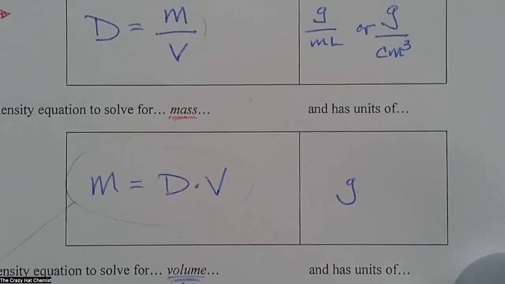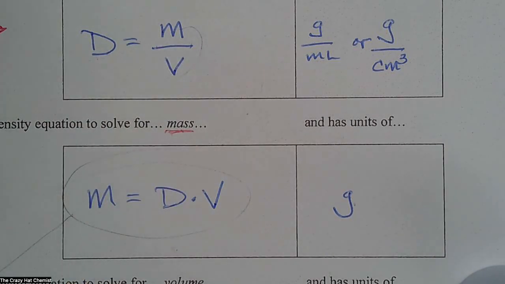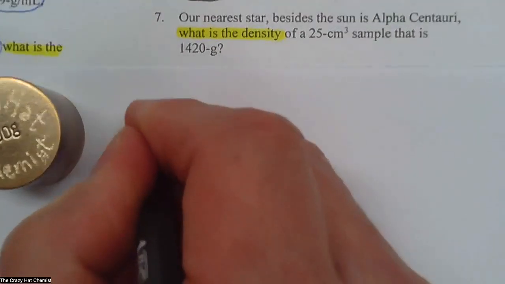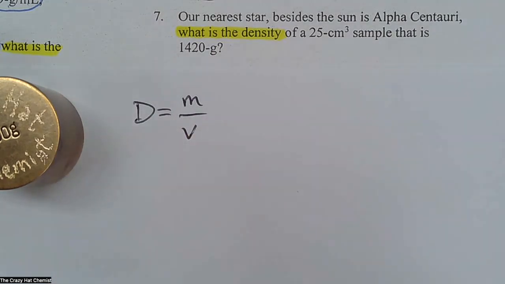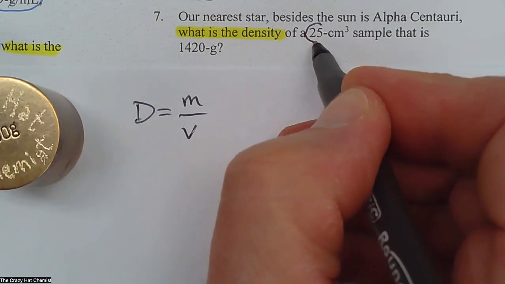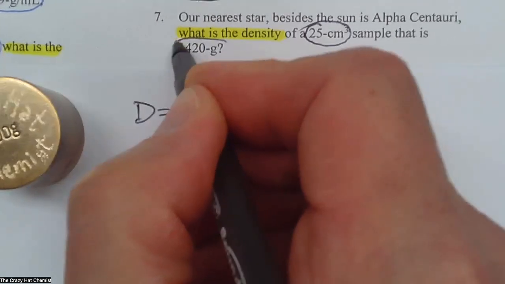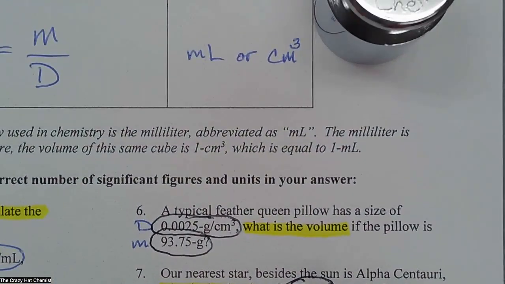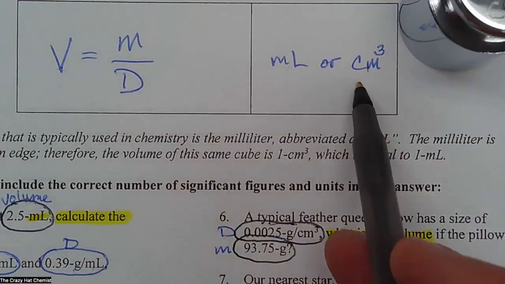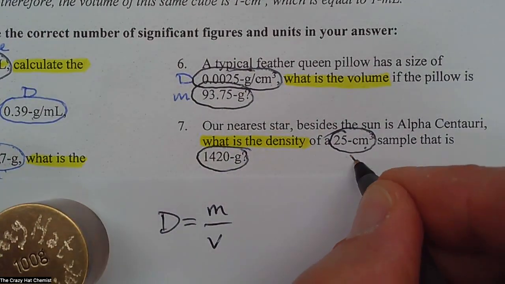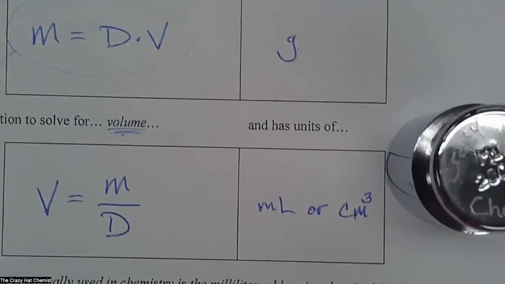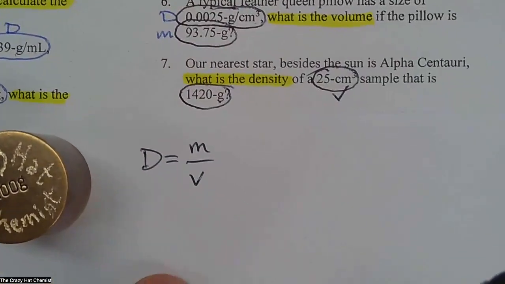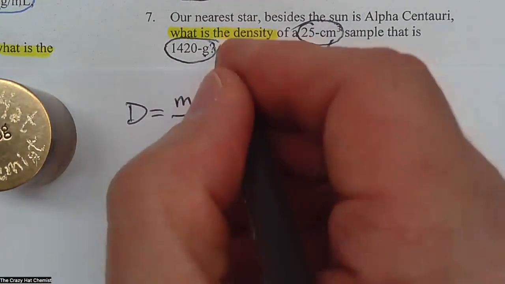So let's scroll this on up here. Density is equal to mass over volume. So the density equation is density is equal to mass over volume. All right, and it says I have a 25 cubic centimeter sample that is 1,420 grams. So cubic centimeters, what does that correspond to? That corresponds to a volume. Fantastic. So cubic centimeters, volume. Grams, what does that correspond to? Grams corresponds to a mass. Fantastic also. So I've got now my volume, I've got my mass.